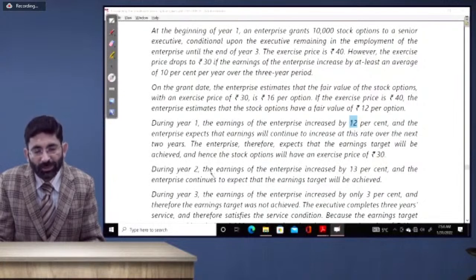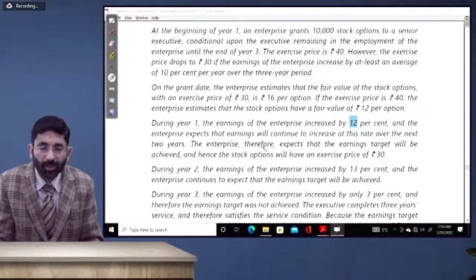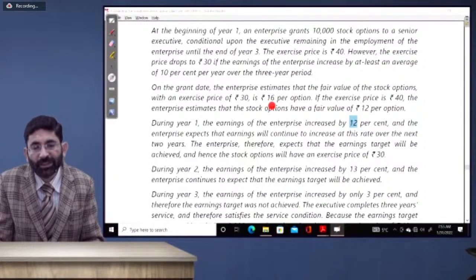So at the end of second year, what will happen? It again increased by 13% and the enterprise continues to expect that the earning target will be achieved. So again, good thing is there. Again, the total loss we are expecting should be 16, not 12, because the price at which it will be given to the executive will be 30, not 40. During third year, the earning of the enterprise increased by only 3%. So the whole thing is abolished now.